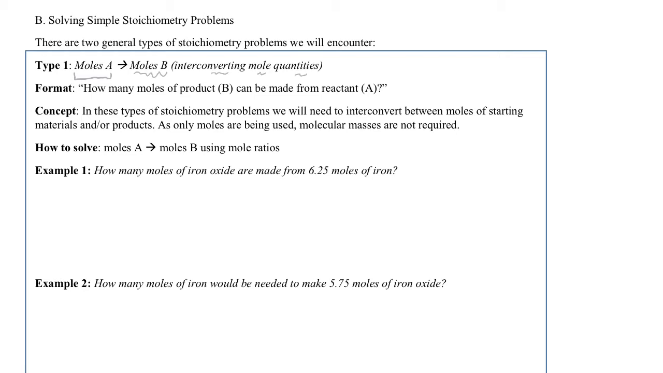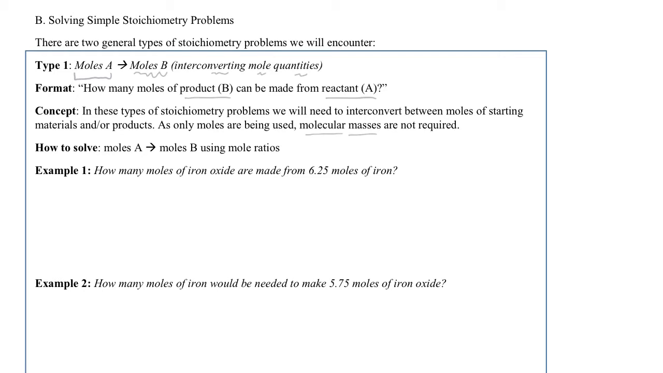A format of a question might look something like this. How many moles of product B can be made from reactant A? Now, because we're only converting between mole quantities, so moles of A to moles of B, or vice versa, moles B to moles A, we're not involving mass at all. There's no question of how many grams of A or how many grams of B. And for that reason, we don't need to involve the molecular masses of our compounds. We only have to use the coefficients from the balanced chemical reaction to solve these types of problems.